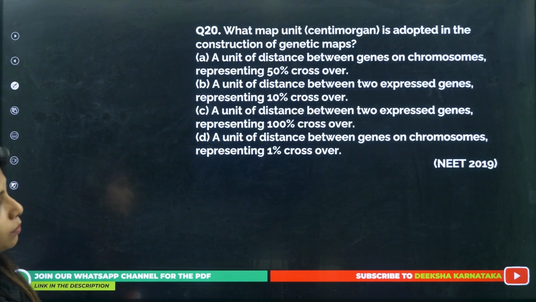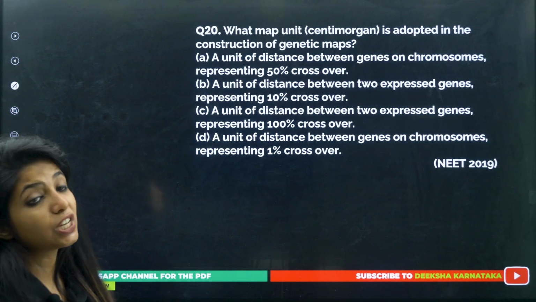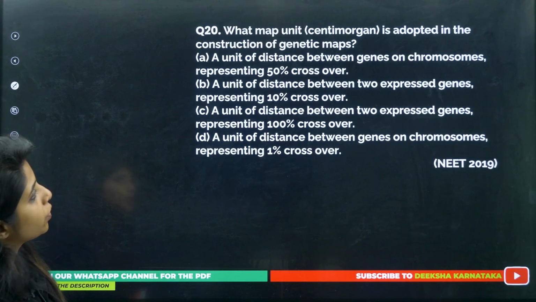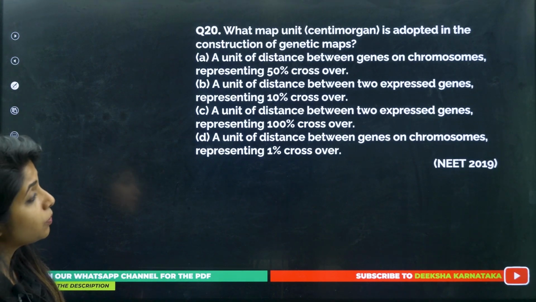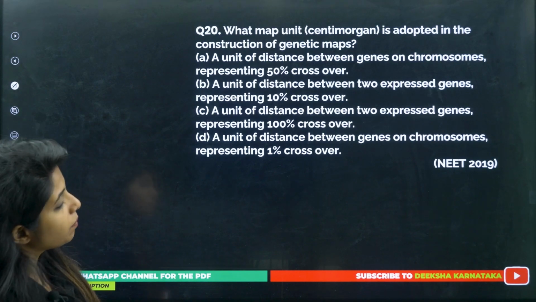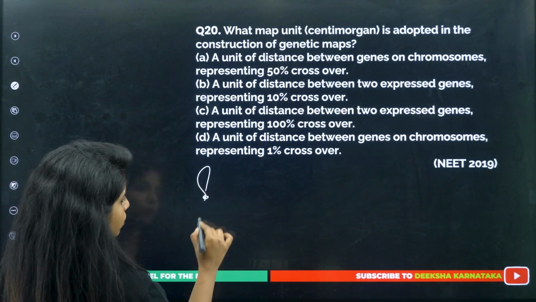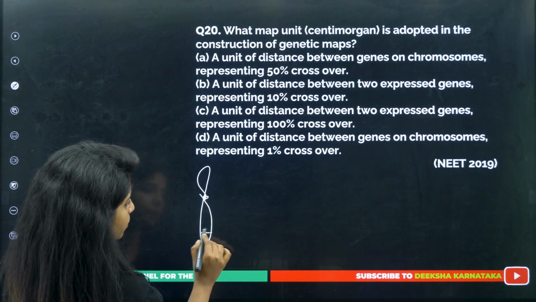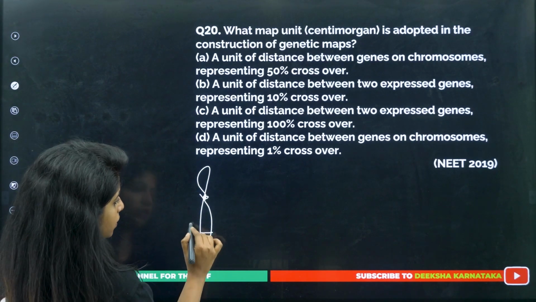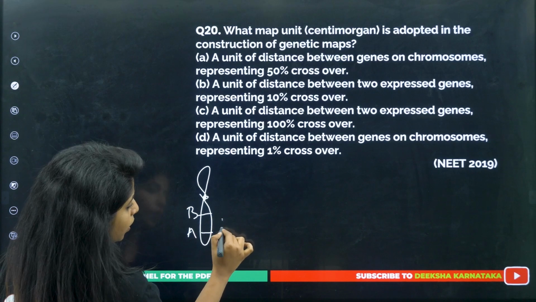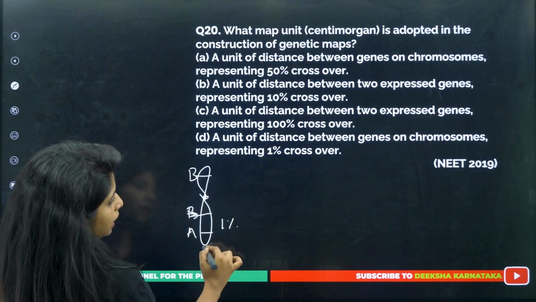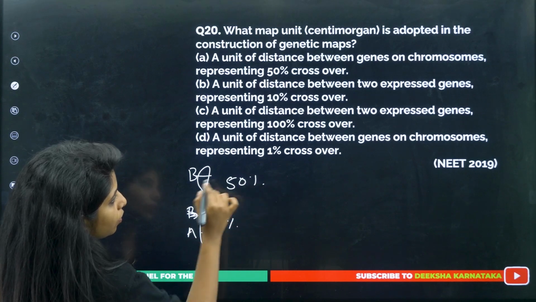What map unit, Centi Morgan, is adopted in the construction of genetic maps? A unit of distance between genes on chromosome representing 50% crossover, that is the highest crossover, so highest recombination. So one map unit, I'll tell you without solving the whole thing, basically means 1% crossover. So if this is this, it just has 1% crossover. If this is there and B is over here, it might have 50% crossover.